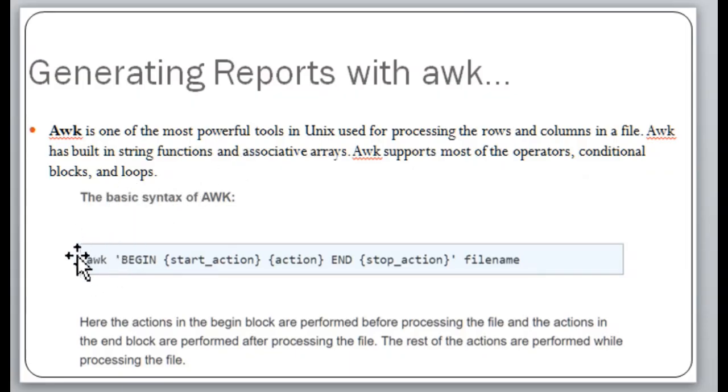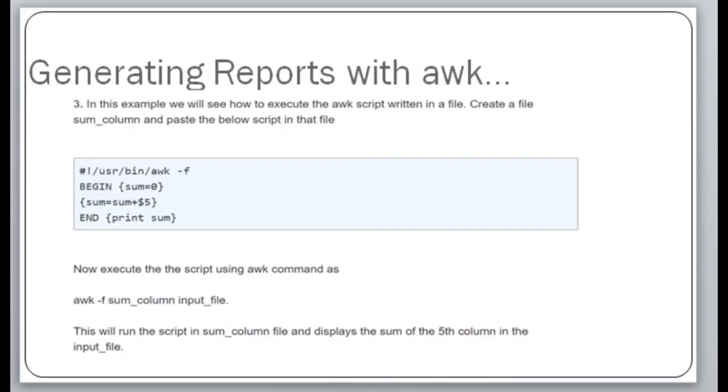So we have the awk command, and then we have BEGIN, the start action, then the action, and then END, or the stop action, and then the file name. Here, the actions in the BEGIN block are performed before processing the file, and the actions in the END block are performed after processing the file. The rest of the actions are performed while processing the file. So we have an example here.